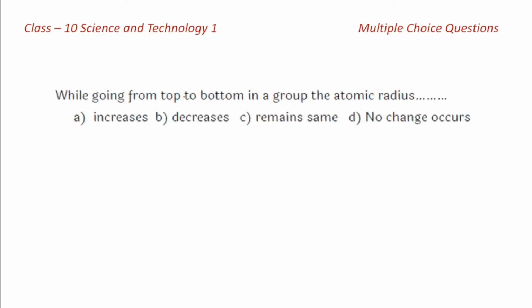While going from top to bottom in a group, the atomic radius dot dot: increases, decreases, remains same, or no change occurs. Answer is option A. It increases. While going from top to bottom in a group, the atomic radius increases.